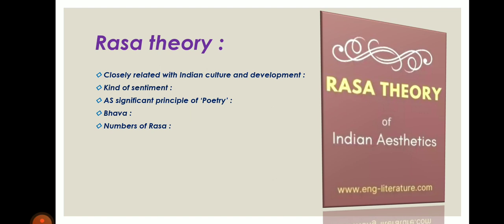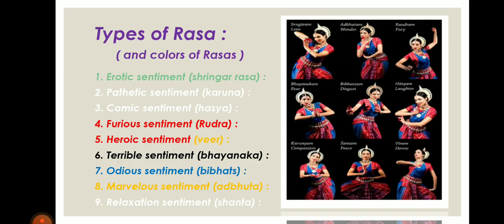There are lots of opinions about the number of rasa. Natya Shastra includes 8 rasa, and many scholars agree that the ninth rasa was added by Abhinav Gupta. Here, he highlights Shanta rasa as the ninth rasa. So now we are going to see these 9 rasas.